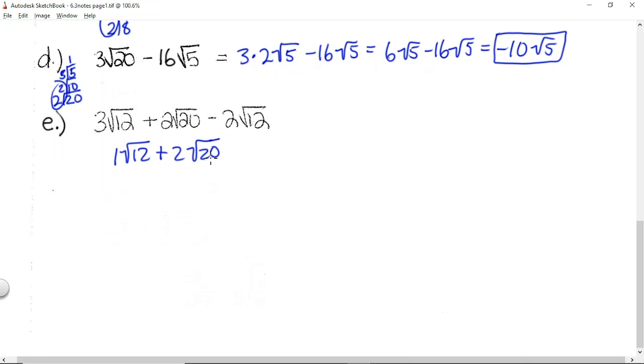Okay, so different radicands, right? You have 12 and you have 20, but we can simplify both of those. So you don't know if you really have the same radicand until you've simplified. So simplify them both. So we'll look at the 12.